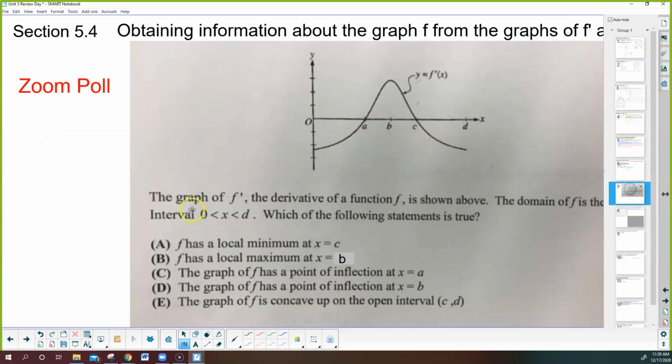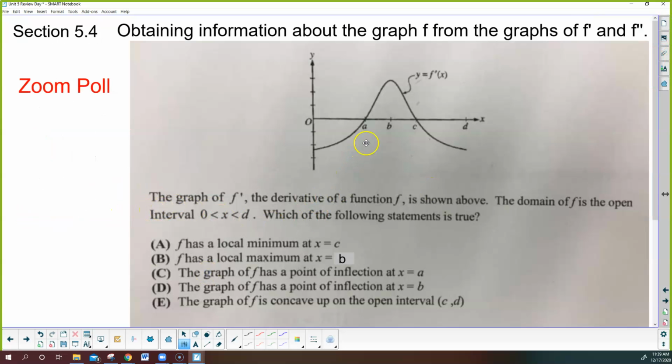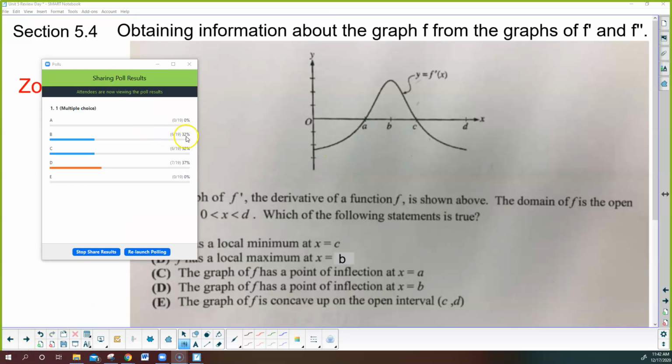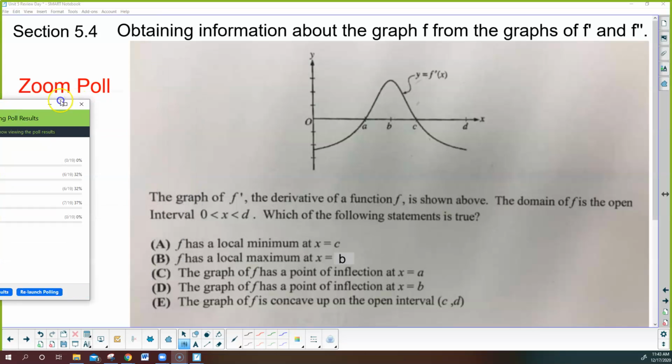All right. For this one, I'm going to do a Zoom poll. So we're really close to like 33% all the way across. 6 people said B, 6 people said C, 6 people said D. Nobody said A or E. Well, let's take a look and see which one this actually is.